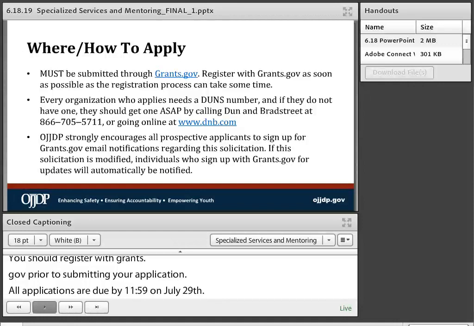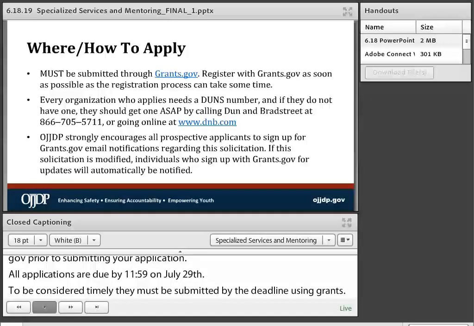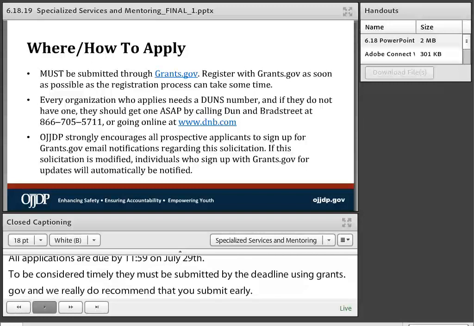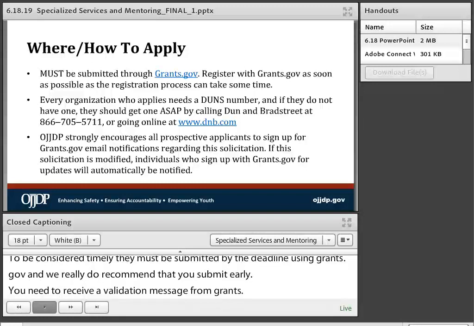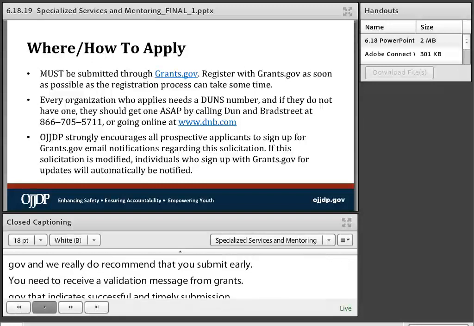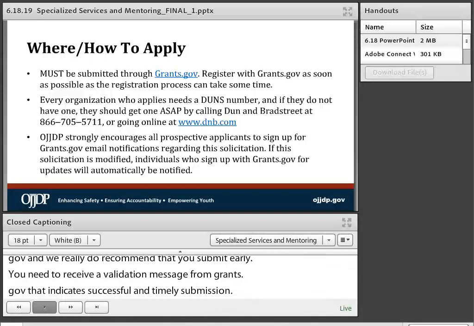You need to receive a validation message from grants.gov that indicates successful and timely submission. And that's why I was saying that 72 hours prior to the application due date is really the time frame you should consider applying. This will give you ample time to receive that validation message or rejection. If you get a rejection from grants.gov, it'll give you time to correct any problems that may have caused a rejection notification and get it in there by that deadline.